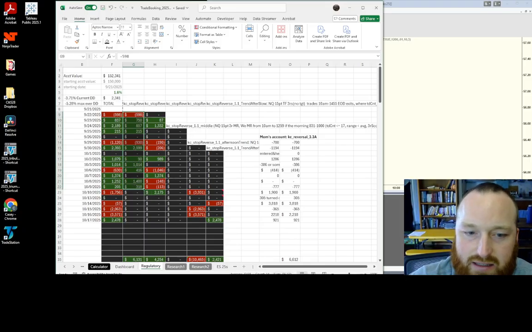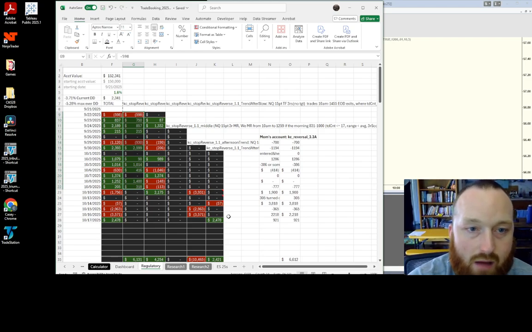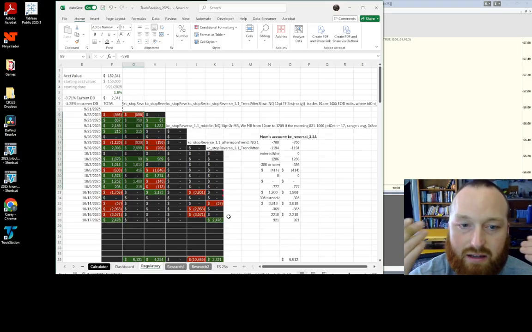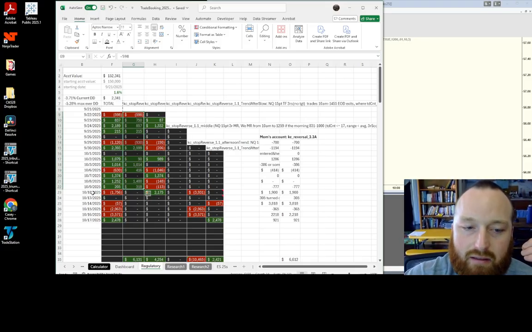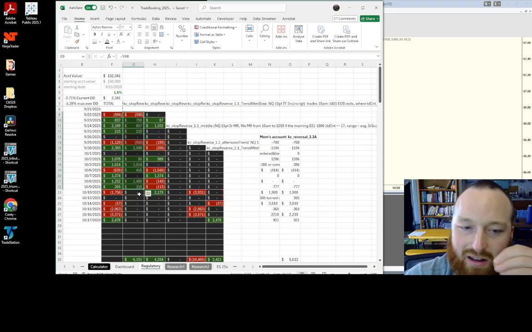It made $6,100. So $6,100 out of my total, where I'm only up $2,000. So I made $6,000 just mean reverting when it was slow. But you can see that on 10/10, I think that was Friday, when the market lit down, this mean reversion system got cut off. It stopped. It didn't take trades.